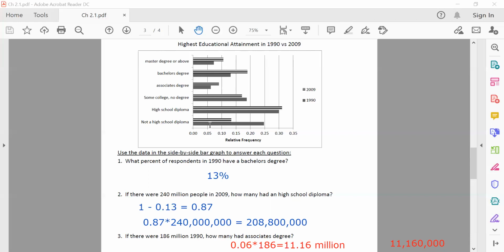Look, the number of people who didn't have a high school diploma went down over the 19 years between 1990 and 2009. The number of people who had a bachelor's degree went up. The number of people with a master's degree went up, or at least the proportion of the population. So that's interesting news. That just means that there's become more and more of a market for those higher diplomas.